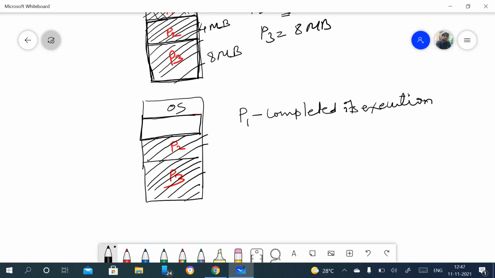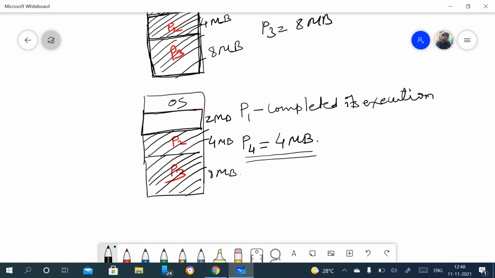But here again, consider that P4 process arrived and its need is 4 MB. Because the available size is 2 MB, this is 4 MB, but this is not free. P2 has not completed its execution, and this is 8 MB. Again P3 has not completed its execution, right? So here again, this kind of limitation. When the memory is full, P4 is not getting a chance to execute.